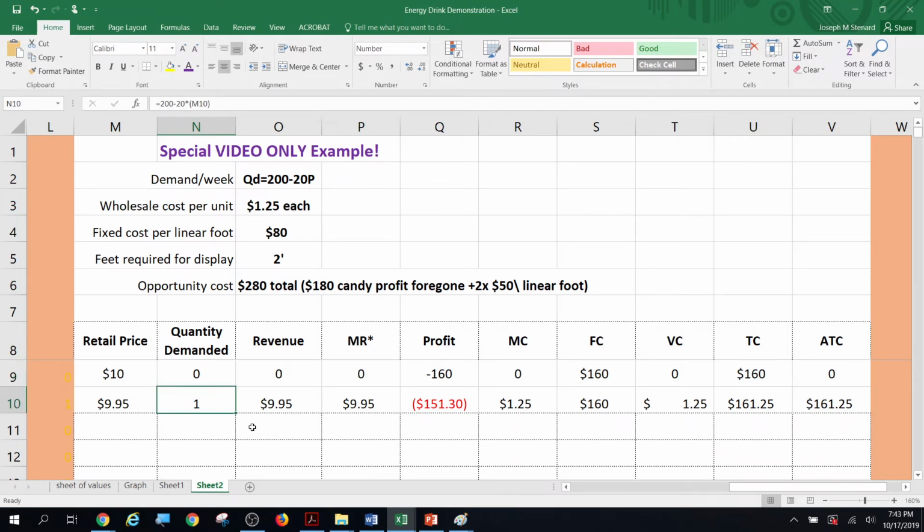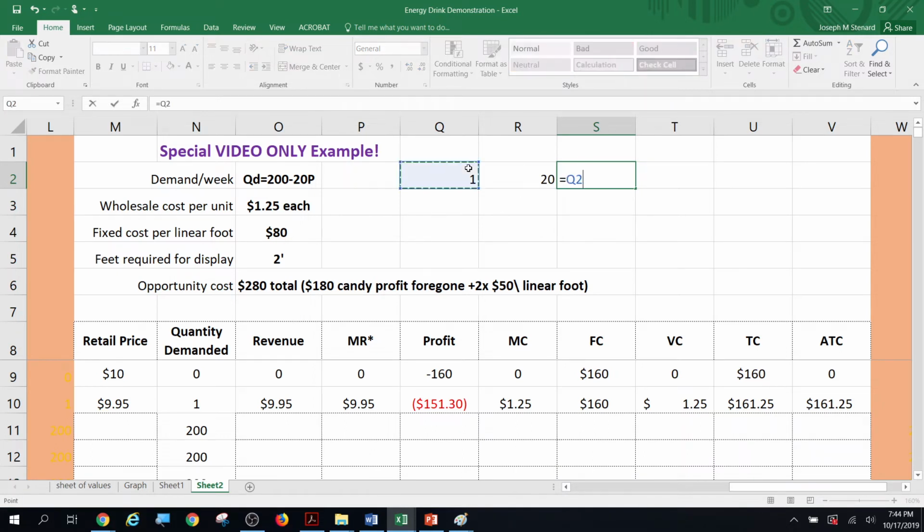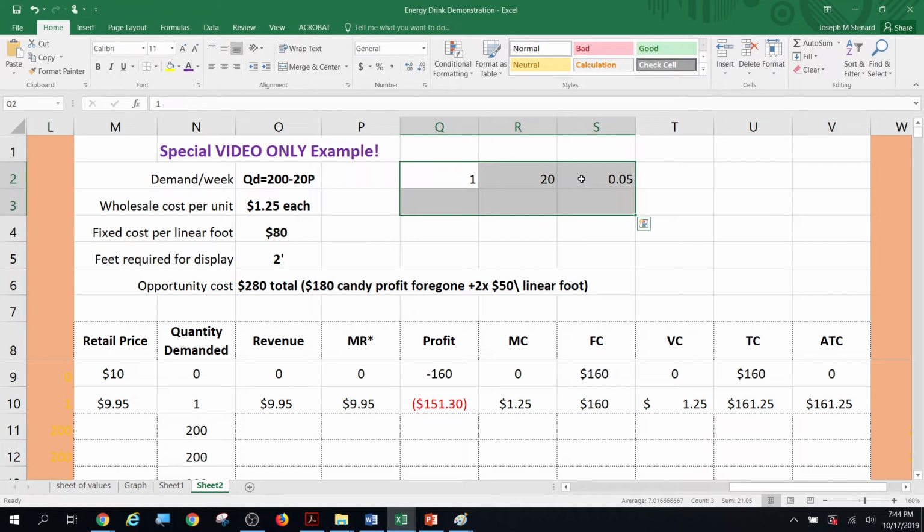So if I now charge $10, I can see that by charging $10, my quantity demanded will be 0. But if I drop it by a nickel, and we used that before, $1, right? And the coefficient in front of here is 20. So if I divide 1 by 20, I get 5 cents. And that 5 cents is the amount that I have to drop my price by in order to get one more customer. Now as you build these Excel sheets, they don't necessarily make sense at first, but we're going to fill it out.